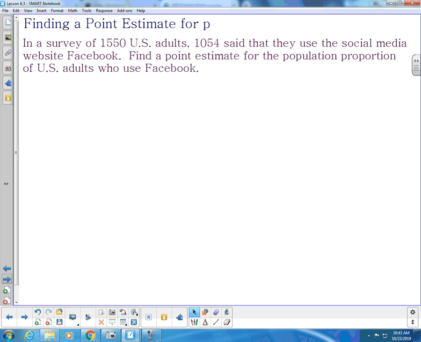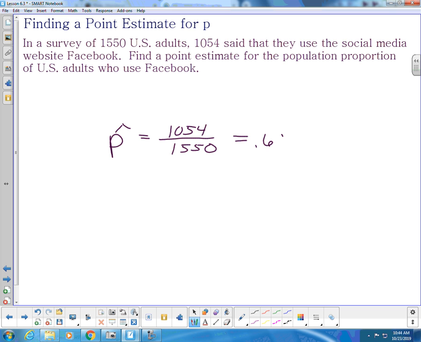Here we go. In a survey of 1,550 U.S. adults, 1,054 said they use social media website Facebook. Find a point estimate for the population proportion. Again, it sounds very complicated, but simply, you are just dividing the amount that use Facebook over the total sample. That's it. So what percentage of the sample uses Facebook? 0.68 is p-hat. That's how you find your point estimate.